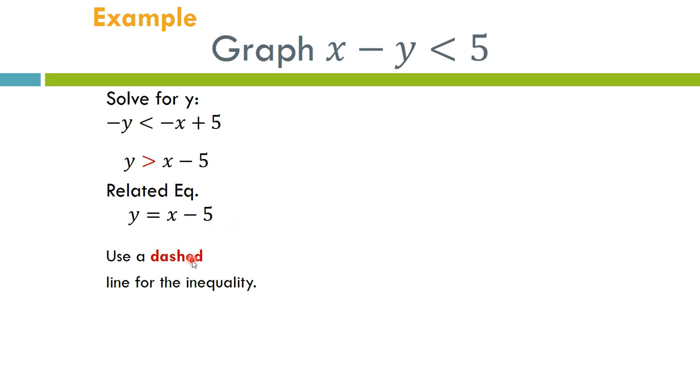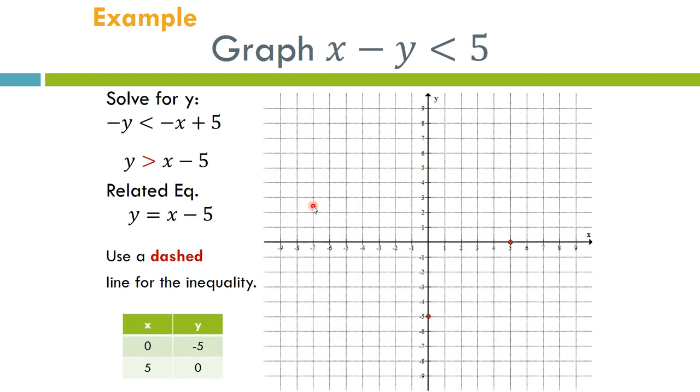When I go to draw in my line, I need to keep in mind that I'm going to use a dashed line. And I'm going to use a dashed line because my inequality symbol is greater than. It does not have the line underneath it, which means equal to. So I'm going to use a dashed line. So for me, what I did, I just found the intercepts. You could also use slope-intercept form since that is the form this line is in.